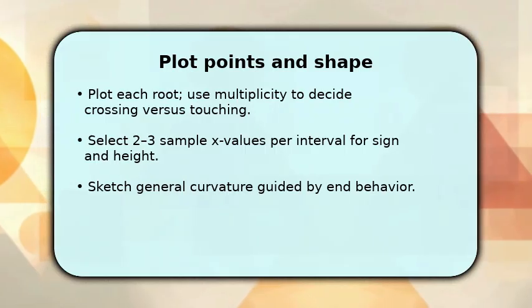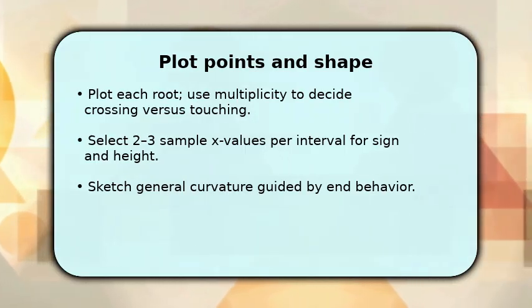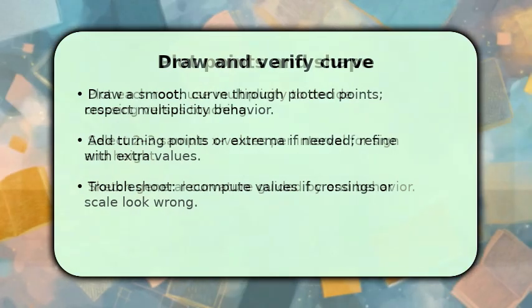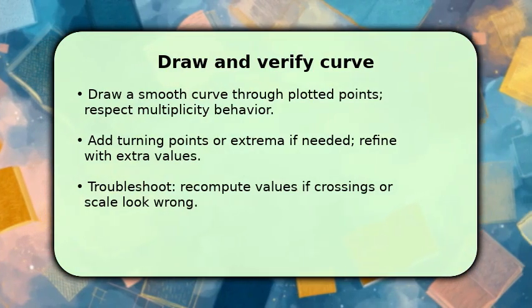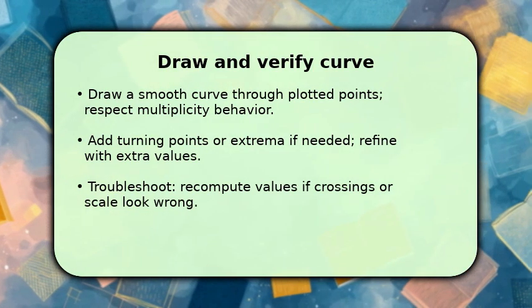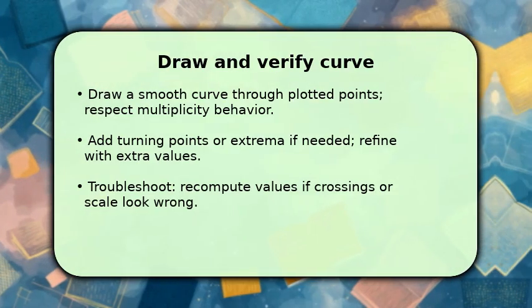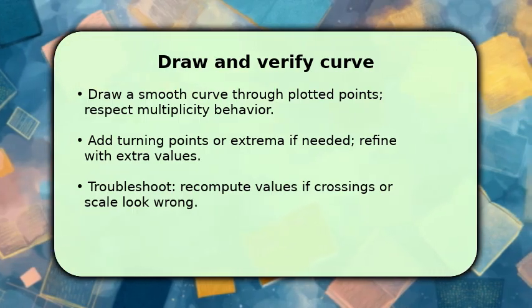With the end behavior, now connect your plotted points with a smooth, continuous curve that respects crossings and touches at roots. Avoid sharp corners. If you expect turning points, estimate their location by plotting a few nearby values or using a quick derivative check, then smooth the curve through those extrema.